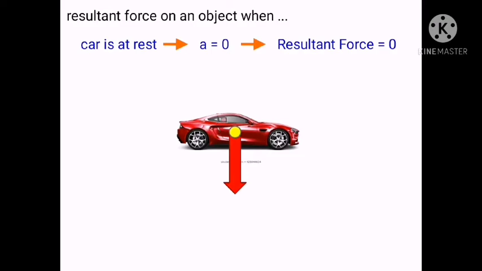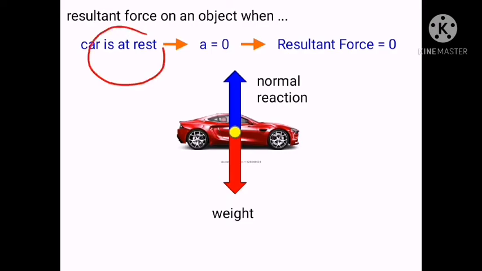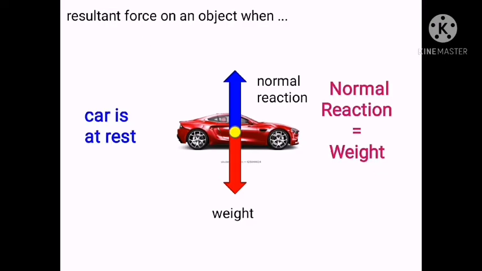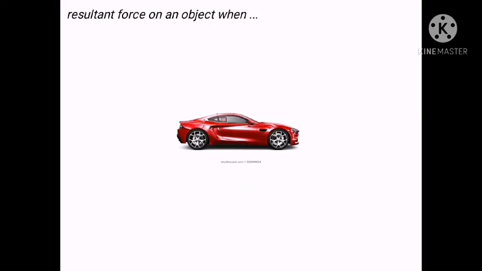So now we're going to draw a free body diagram for the car. First, you have weight always, and then definitely you have normal reaction force. Now, do you have thrust for this one? Is there any driving force going on for the car? No. Why? Because the car is at rest. So we can say that normal reaction force is equal to weight because the resultant force is 0.